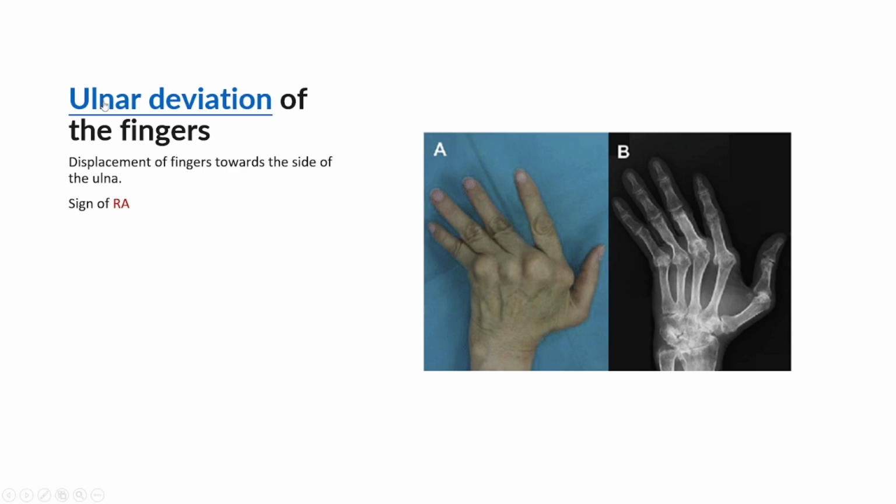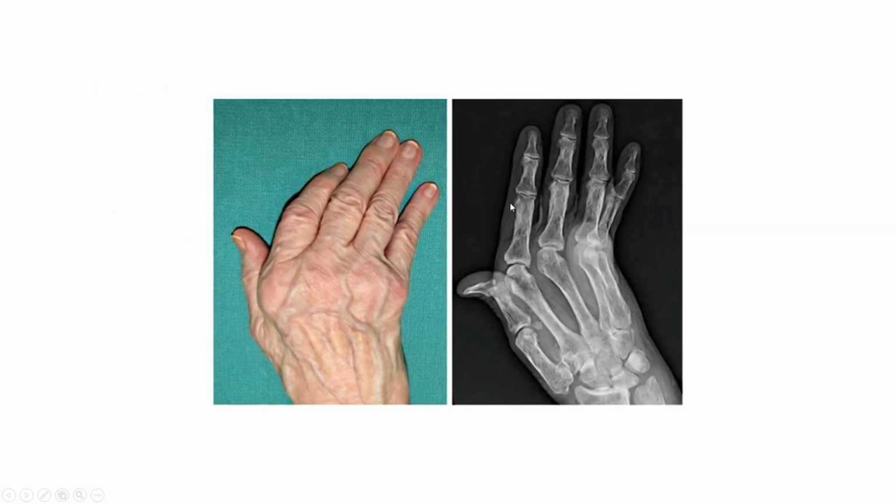Then we have an ulnar deviation of the fingers. So we'll have a displacement of the fingers toward the ulna. This is the ulna, this is the radius. So the fingers will go toward the ulna, and it's also a sign of rheumatoid arthritis. This is ulnar deviation under the X-ray.